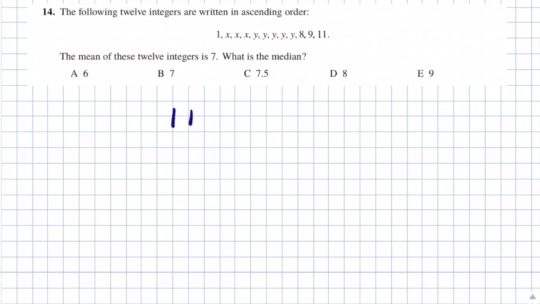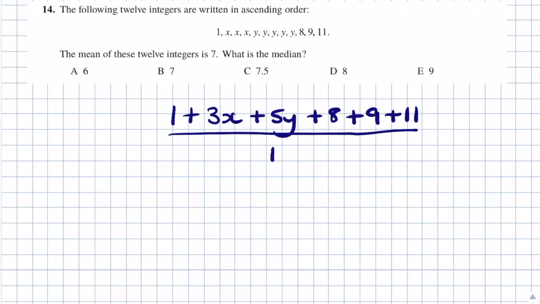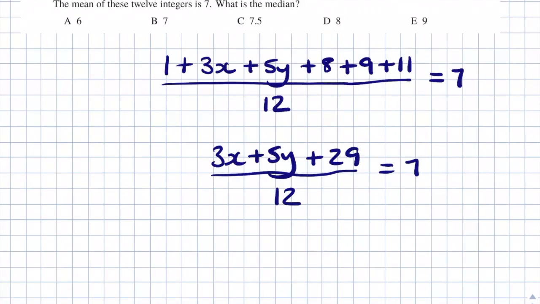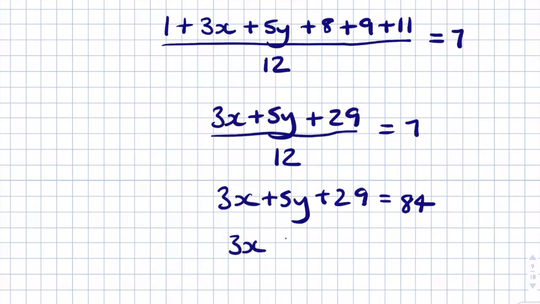So we add those, we're going to get 1 plus 3x plus 5y plus 8 plus 9 plus 11, and that's all going to be over 12, and that's going to be equal to 7. If we simplify the numerator, we're going to get 3x plus 5y plus 29 all over 12 equals 7. If we multiply both sides by 12, we're going to get 3x plus 5y plus 29 equals 84. That's going to simplify to 3x plus 5y, and then subtract 29 from both sides, it's going to equal 55.